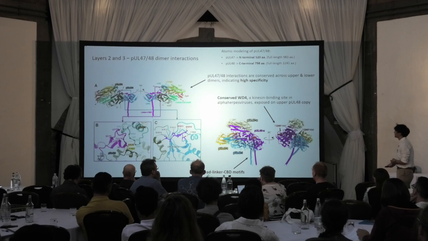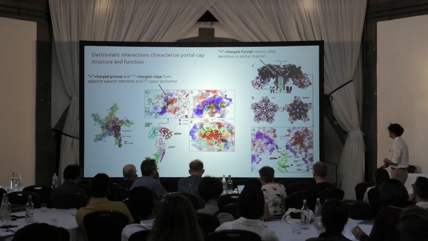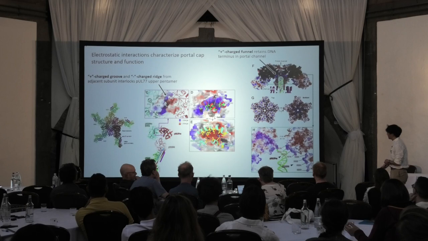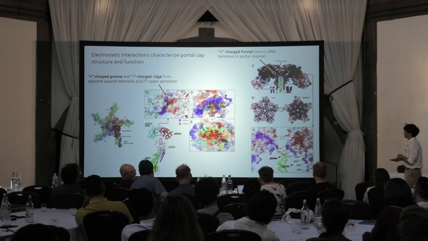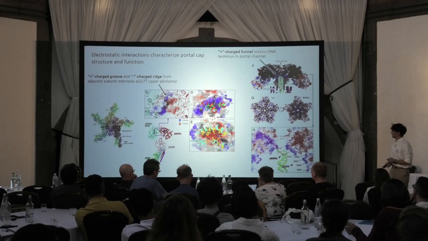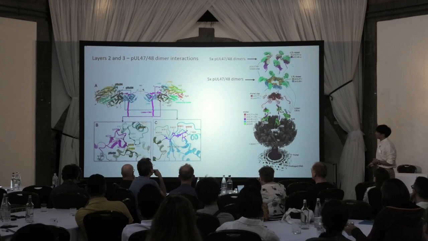And then similarly here, arginines and lysines are also at a discount whenever this virus came to be. And we have this abundance of lysine residues and arginine residues lining this interior funnel of the portal cap. And presumably that also helps to stabilize the genomic termini of the genome. Layers 2 and 3 are characterized by these PUL47-48 dimer interactions.